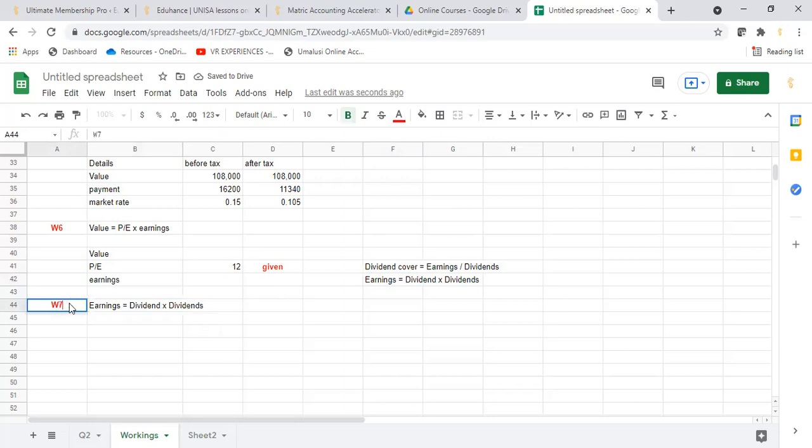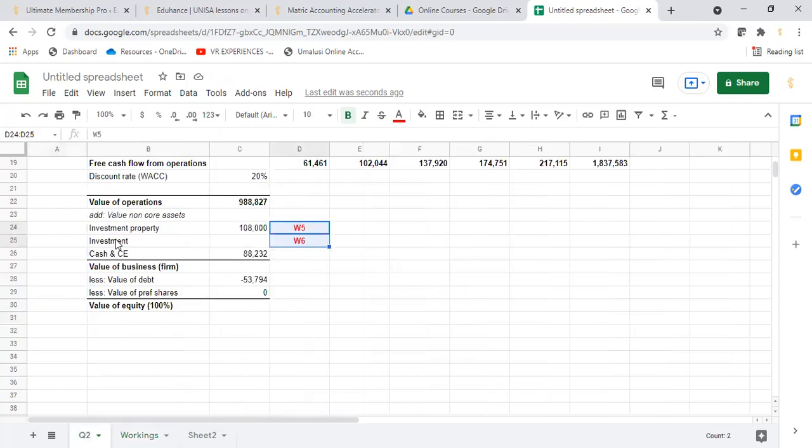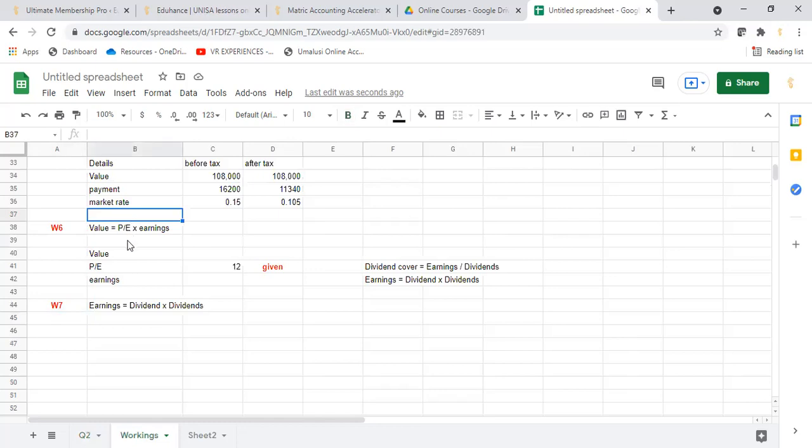So working seven. The way I was thinking through this is, I know I need to work out the value of the investment. And I go to note number six. Note number six gives me information relating to PE multiple. By having the information relating to PE multiple, I know I have to work out the value of the investment using the PE multiple formula. So now I go write down the formula. Value equals PE multiple times earnings. Now I'm saying, okay, PE multiple is given, earnings is not given.